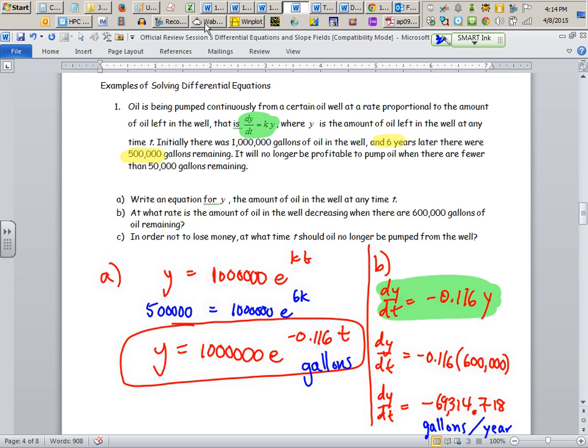Boy, that's a big number. What does that mean? There is only one instance in the history of this oil well where there were 600,000 gallons. And at that very instant, this was the rate at which it was dropping. Okay? So, what's weird is 1 minute later, this rate changed. But that's like the instantaneous rate, I guess, right? Part C, in order not to lose money, at what time should oil no longer be pumped from the well?